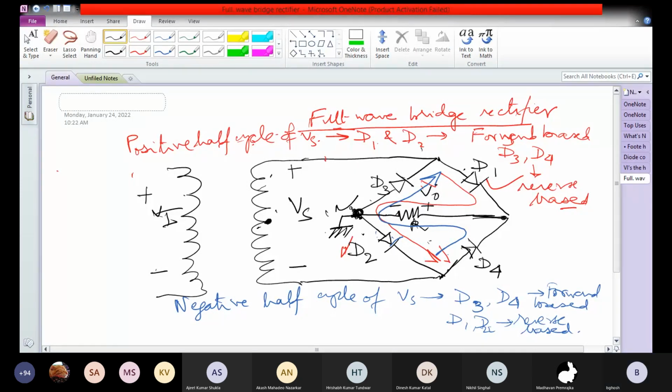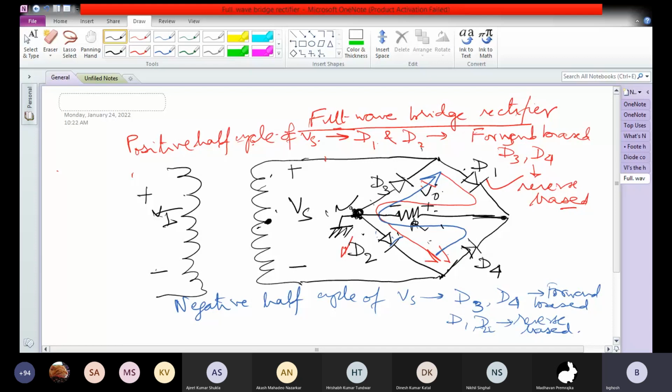Okay. The other difference which you see is that in the case of the circuit with the center tap transformer, what did we have? The voltage V naught was Vs minus V gamma. There was only one diode drop involved. But in this case, V naught is equal to Vs minus 2 V gamma.